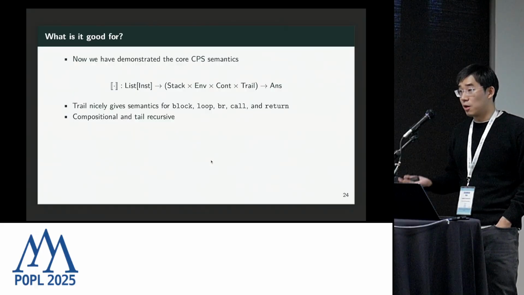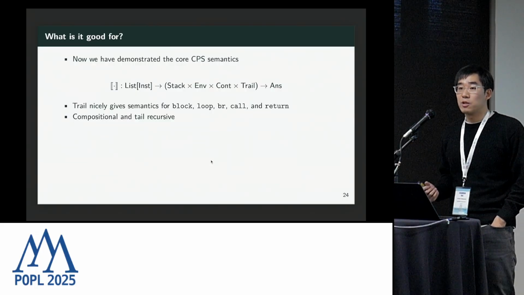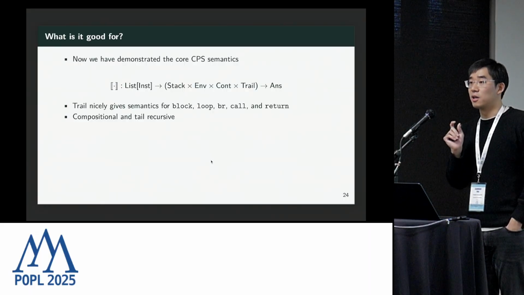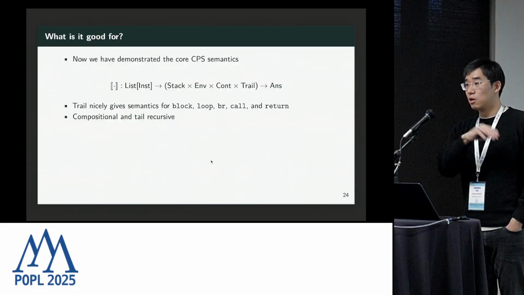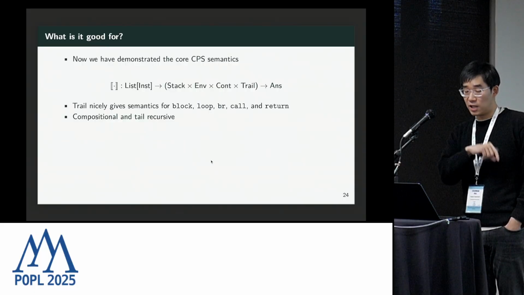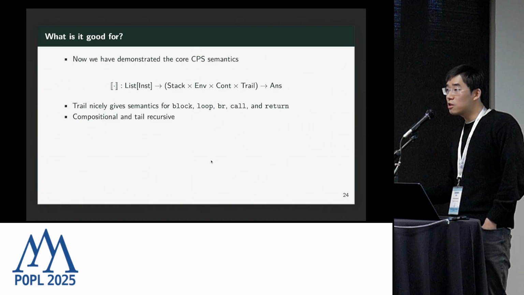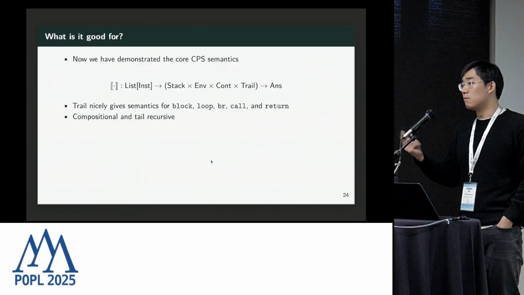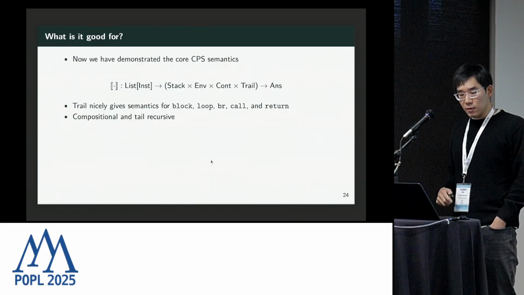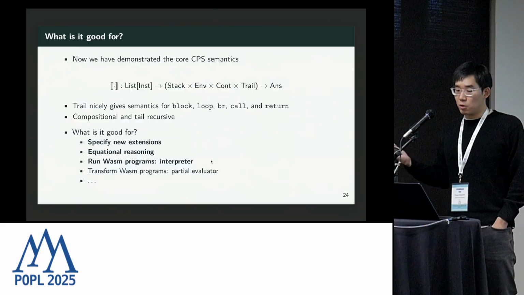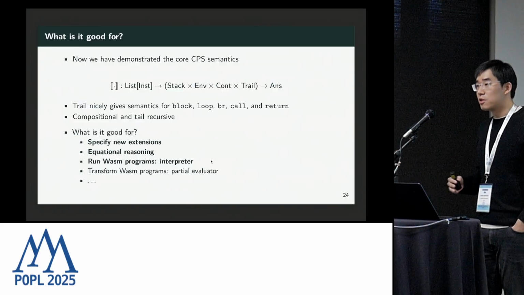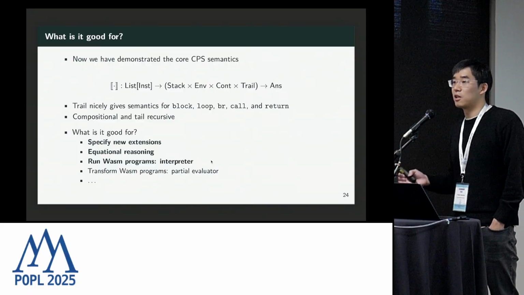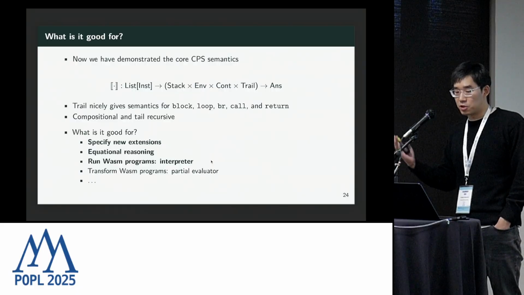And it is also compositional in the sense that every time we call the semantic brackets, we are calling strictly a subcomponent of the syntactic construct on the left-hand side. It is also tail recursive in the sense that every semantic brackets call is used in a tail position. So now, what is this really good for? Of course, we can try to use the semantics to specify other extensions or other constructs in WebAssembly, which we did. I will show that later.